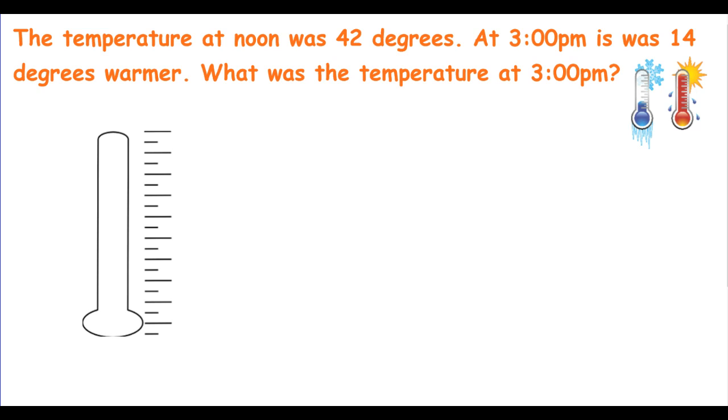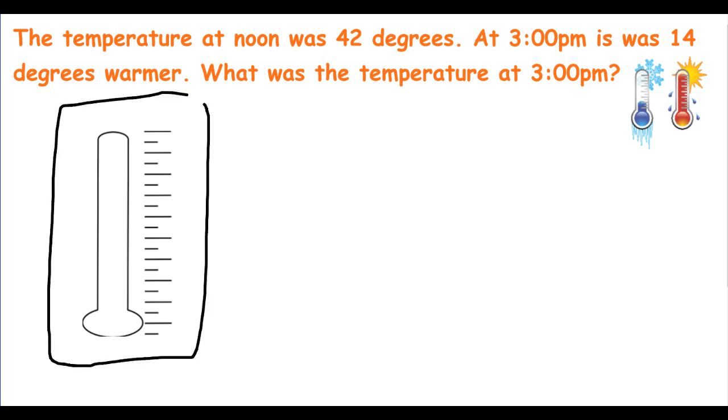Now I'm going to ask you to do two things. One is to write down what the problem is in terms of its operation and what you're actually going to do with the numbers, and then find the answer for what the temperature was at 3 p.m. But I'm also going to ask you to use the thermometer idea here, draw it in your notebook while you're doing this, and then come back when you are ready to go through the answer.